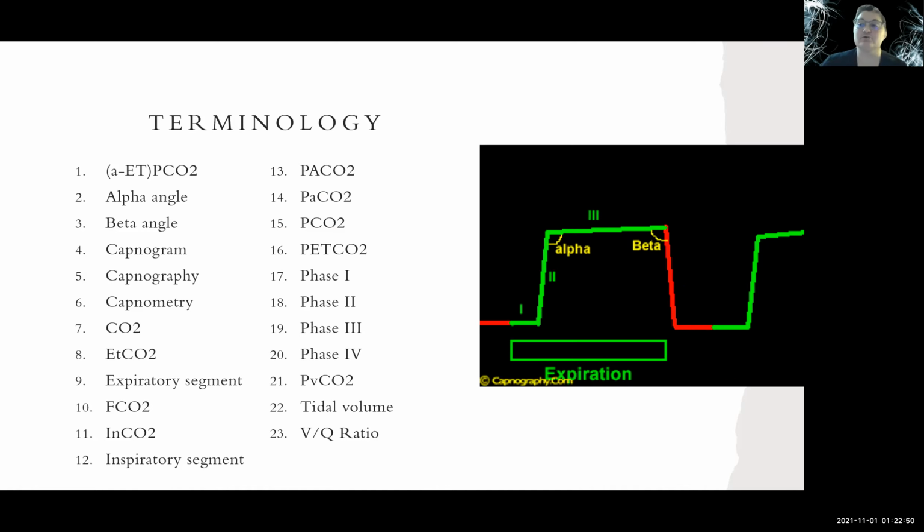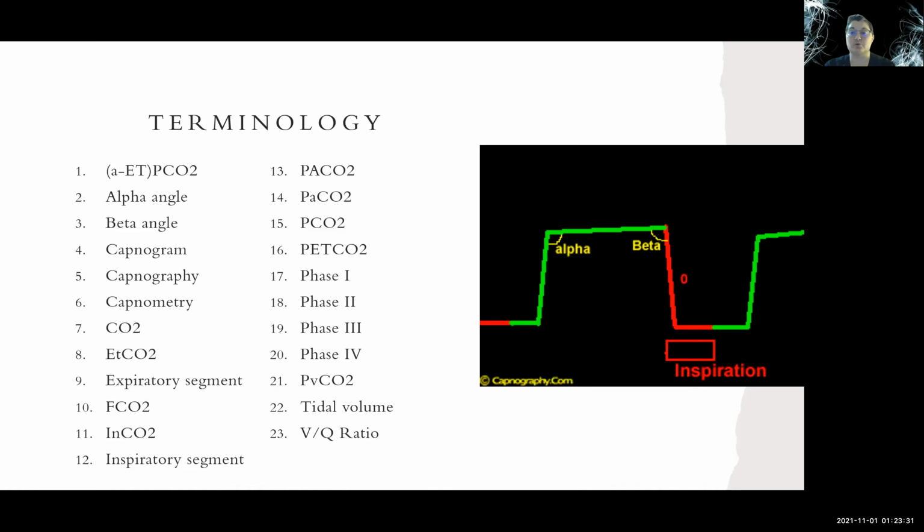Then lastly, our VQ ratio. The V stands for ventilation, that air that we actually inhale. And then the Q stands for perfusion, which is ultimately blood flow. A VQ mismatch occurs when part of the lung receives oxygen without blood flow or blood flow without oxygen. Now, this happens if you have an obstructed airway for any reason, really. The VQ mismatch can then cause hypoxemia, which, as we should all know, can lead to a respiratory arrest.